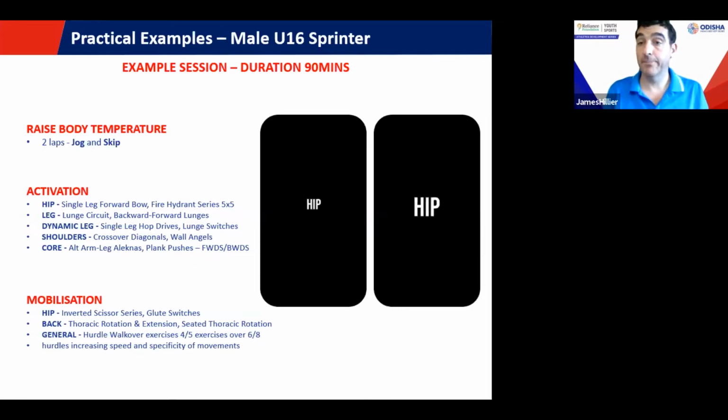So we're going to do 2 laps, the jog and a skip. Then we're going to do some activation work. Again, following exactly the same pattern that we did before, but now we've got some slightly different exercises.